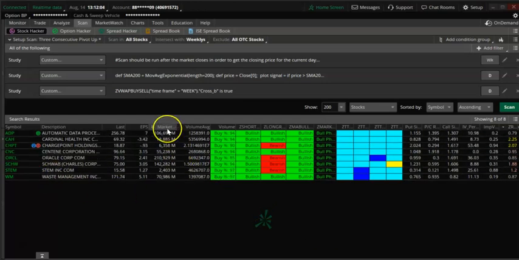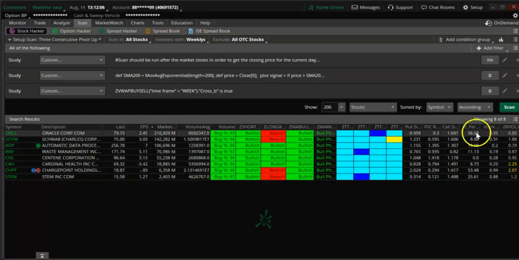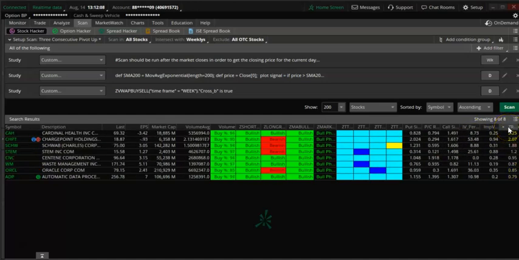Okay, I'm going to basically sort by market cap. Okay, let's sort by relative volume, so volume above the standard. Okay, CAH, Cardinal Health. Okay, so let's look at CAH.